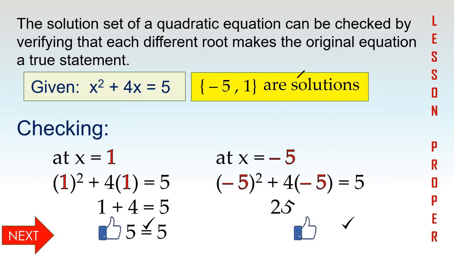Next, when x is equal to negative 5, substituting it into our equation x squared plus 4x is equal to 5, that will give us the square of negative 5 plus 4 times negative 5 is equal to 5. So the square of negative 5 is equal to 25 and the product of 4 and negative 5 is equal to negative 20. Simplifying it further, we now have 25 minus 20 which is equal to 5. Therefore, negative 5 is also a solution of the equation x squared plus 4x is equal to 5.